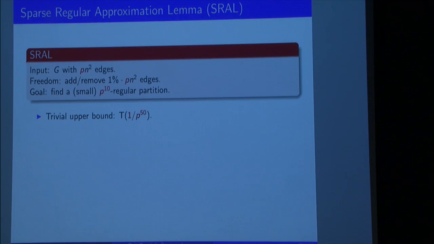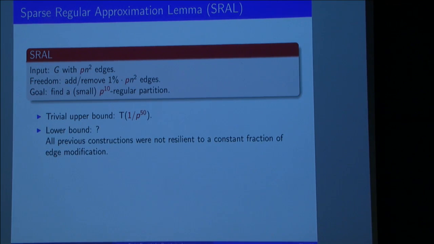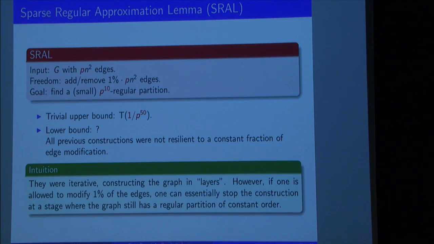It should be useful. The trivial upper bound would just be to apply Szemerédi's graph regularity proof, not using the freedom of modifying the edges, and then you would get a tower bound of height polynomial in 1/p. Is it necessary? What is the lower bound? And this connects to something I said previously: all previous constructions were not resilient to this modification of the edges.